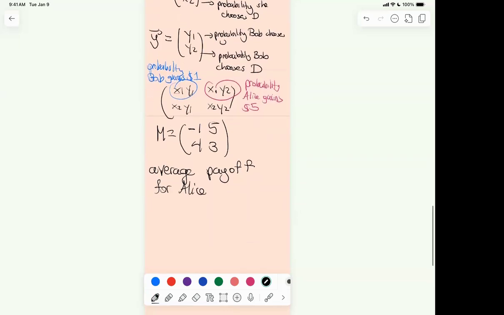Well, on average, what does she win? She wins -$1 how many times? X1 times Y1. She wins $5 how many times? In probability, X1, Y2. Then plus $4 times X2, Y1, plus $3 X2, Y2. Okay. So that is the total amount that Alice makes on average.